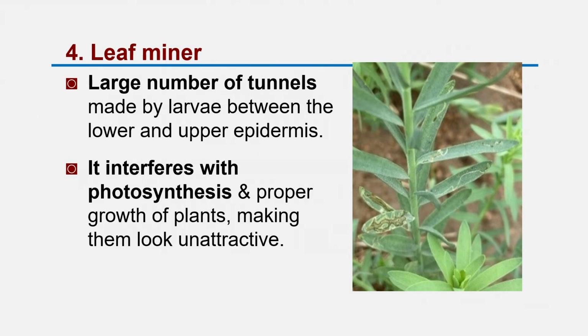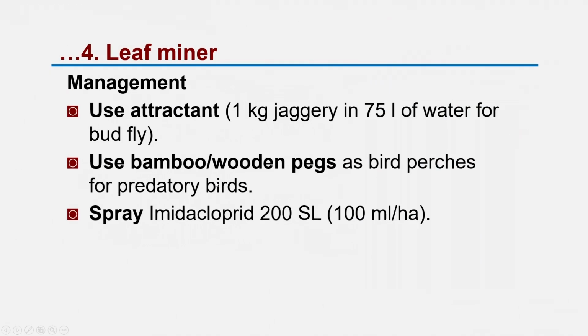The next insect is leaf miner. So, leaf miner, as the name suggests, it mines the leaves. So, a large number of tunnels or mines are made by larvae between the lower and upper epidermis of the leaves. It interferes with photosynthesis and proper growth of the plants, making them look unattractive.